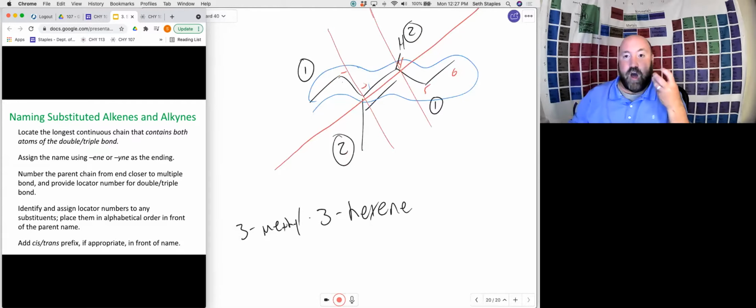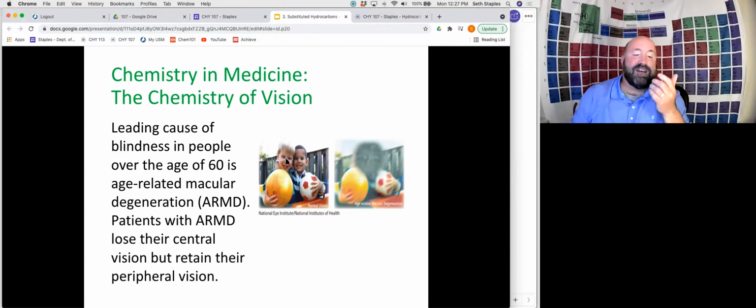So we can see now that our naming is getting a little more complicated. These are all things that we have to keep in mind as we are naming various chemical compounds. Let's just see real quick where some of this alkyne chemistry, where some of this is important. One of the leading causes of blindness in people over 60 is something called macular degeneration. Patients that have this start to lose central vision but retain peripheral. It would look sort of like this.